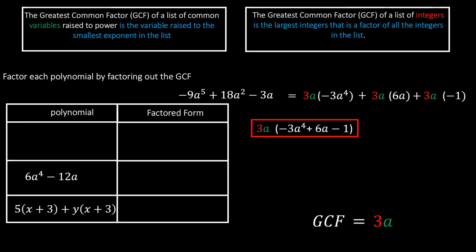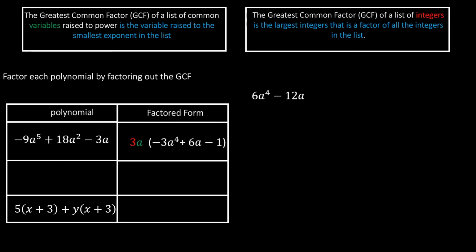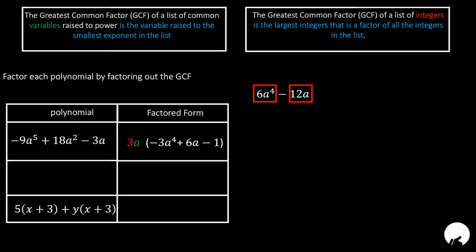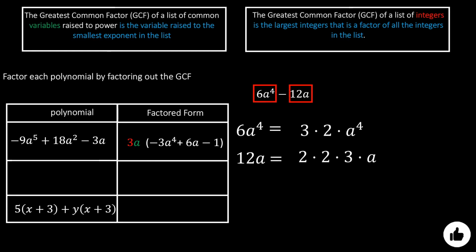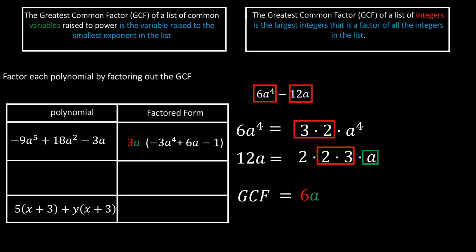Let's do another example. 6a to the 4th power minus 12a. If we look at the two terms and write them as products of primes, we get 3 times 2 times a to the 4th power and 2 times 2 times 3 times a. Using our understanding of the greatest common factor for variables and integers, we can see that 6 is the largest integer that is a factor of all integers, and a is the variable raised to the smallest exponent, so the greatest common factor is 6a.